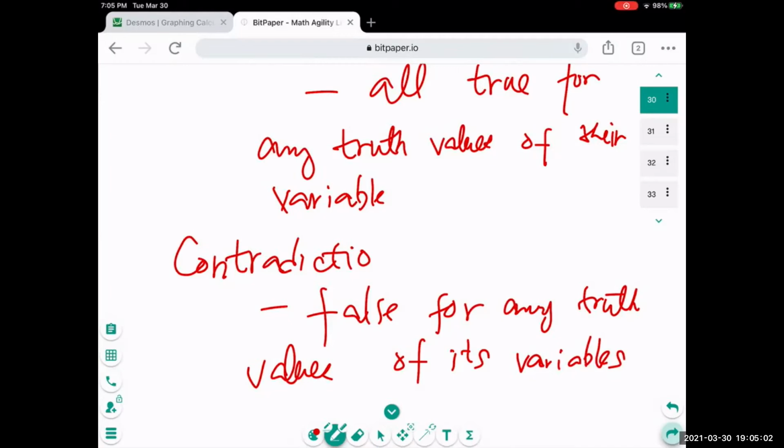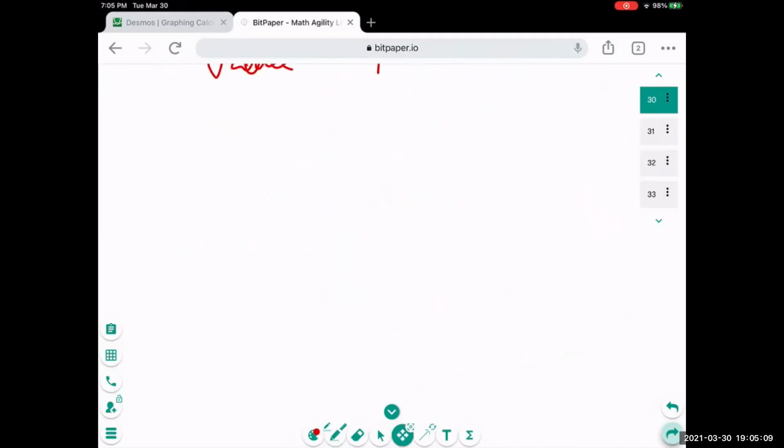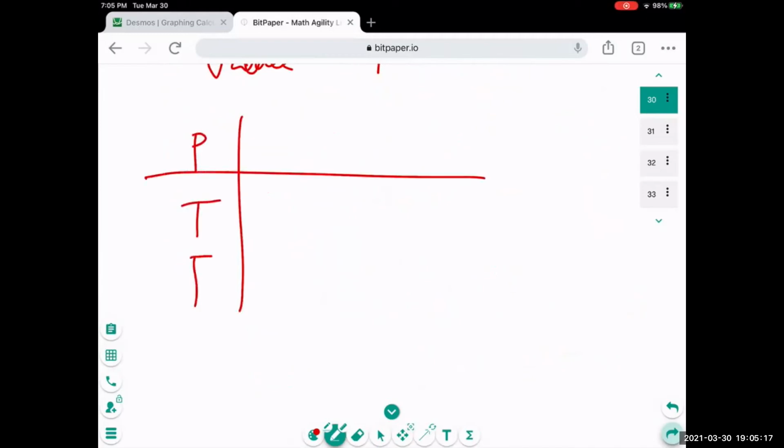So this is an example. Let's have an example of tautologies and contradiction. By using a truth table, if I have P, I can have true and false. And then let's get the negation of P. So this will be false and true. And then let's take the disjunction of P and negation of P, right?